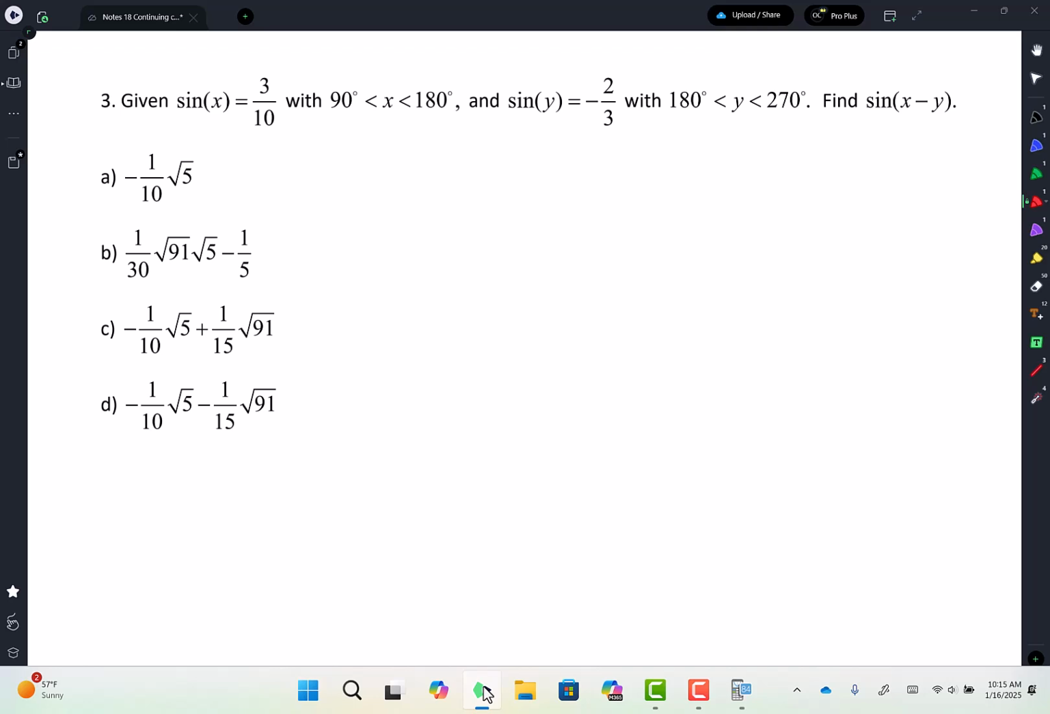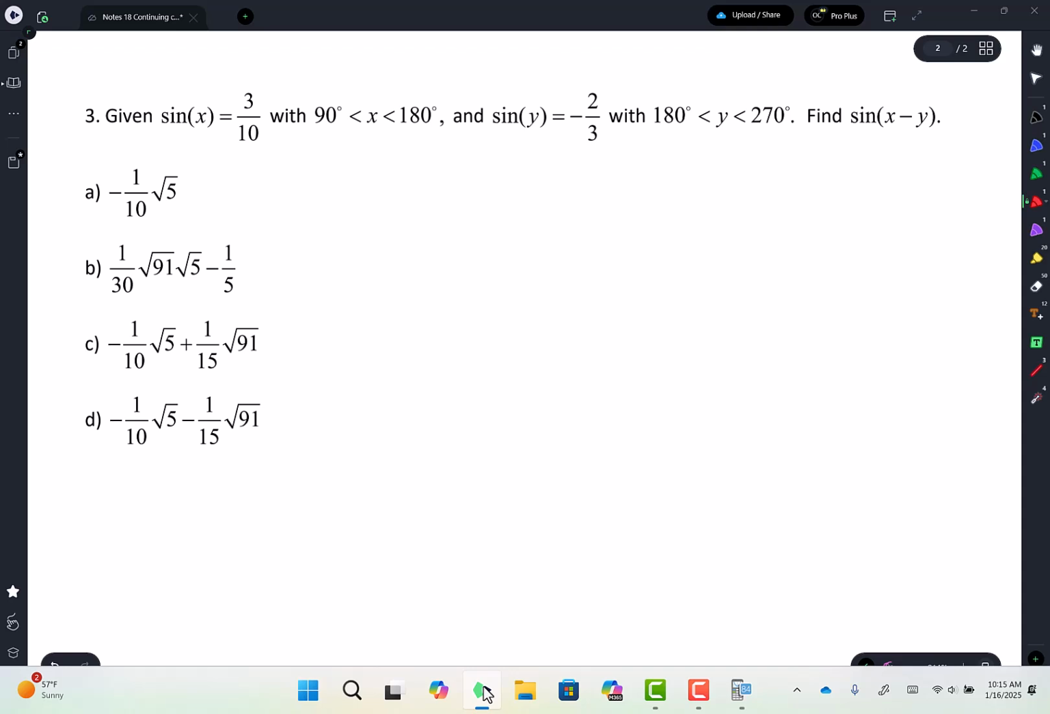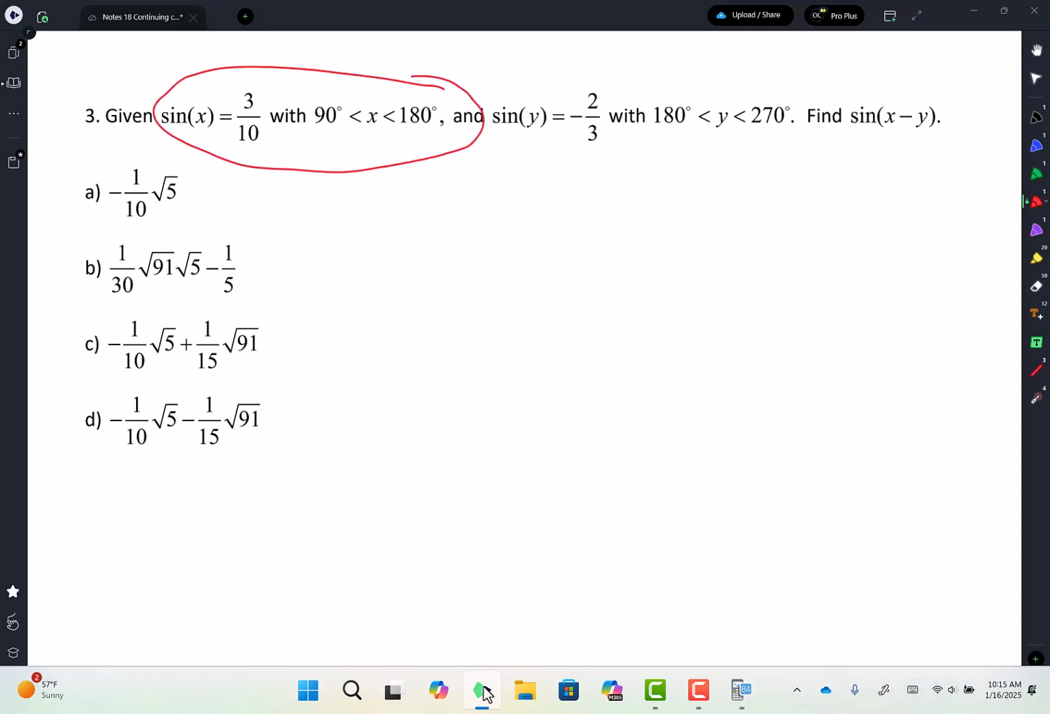No? Okay. Given sine x is 3/10, so this is in quadrant 2 between 90 and 180. And then sine y is negative 2/3, and that's in quadrant 3. Everything in quadrant 3 is negative, except the hypotenuse. Find sine of x minus y.